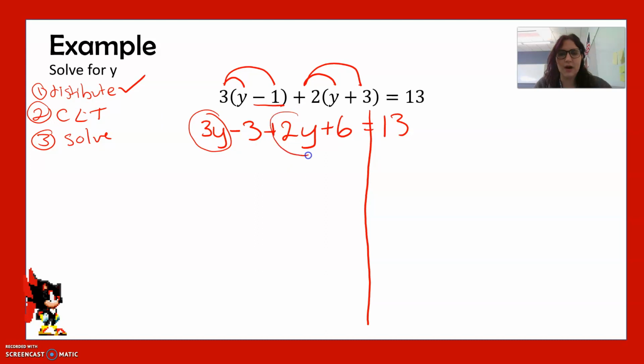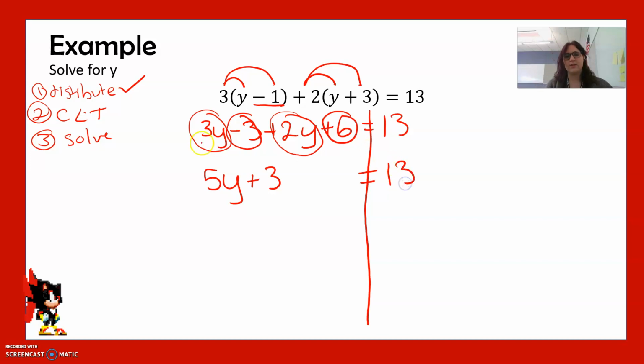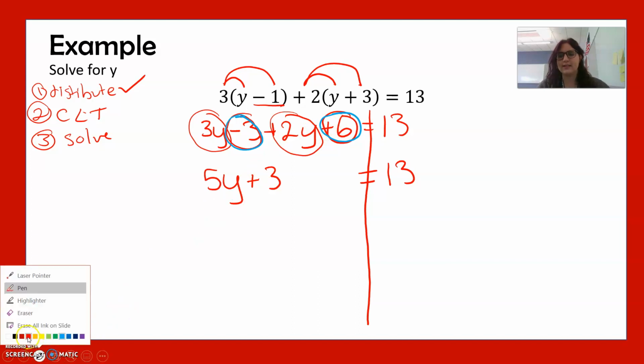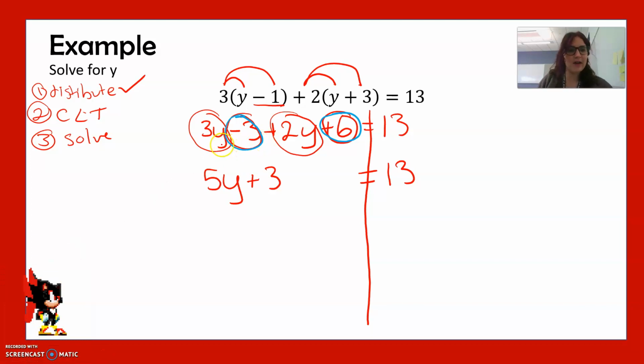3y plus 2y is 5y. -3 plus 6 is +3 equals 13. So for some people, you might want to rewrite the equation. For others, maybe get a different color and circle the like terms. So 3y and +2y are like terms, and -3 and +6 are like terms. So find a system that works for you, whether that's circling them in different colors, putting a box, rewriting it, whatever works for you.